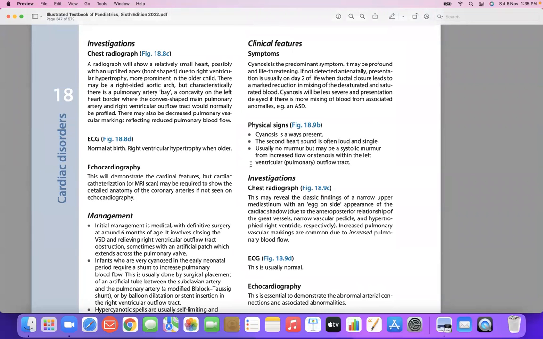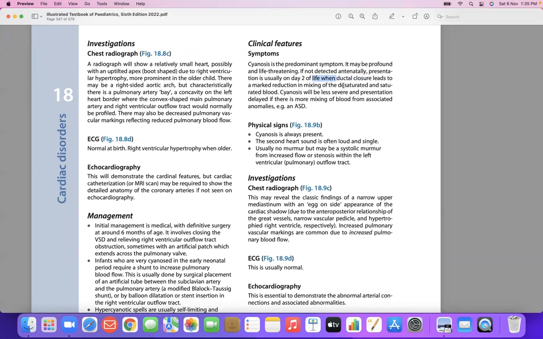So what are the signs and symptoms the child will present? Cyanosis is the predominant symptom. It may be profound and life-threatening. If not detected antenatally, presentation is usually on day 2 of life, when duct closure happens. Either it has to be detected by the antenatal scan, with planned birth of the child in a tertiary cardiac center, or if it is not detected, when the duct closes on the 2nd day of life, the child will present to you.